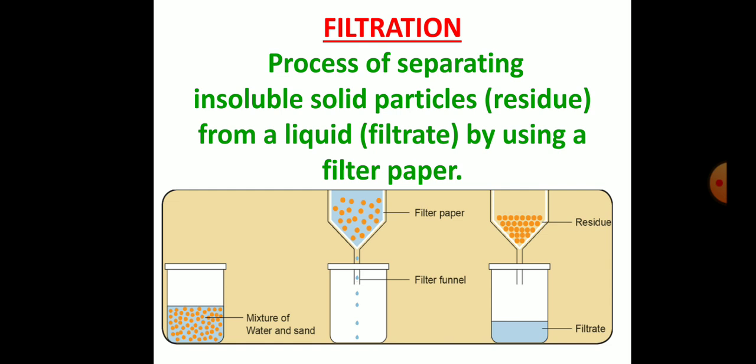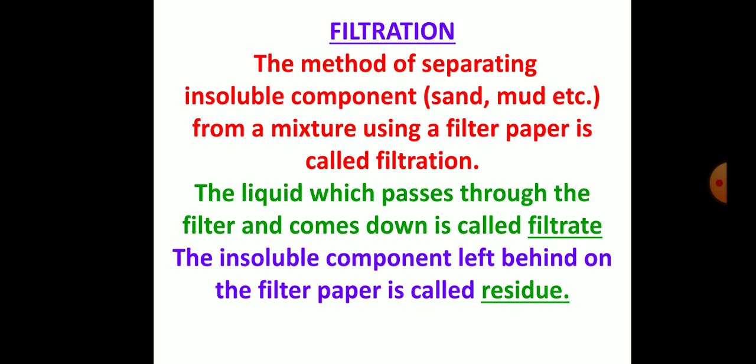Filtration. The process of separating insoluble solid particles, that is residue, from a liquid, the filtrate, by using a filter paper. The method of separating an insoluble component, that is sand, mud, etc. from a mixture using a filter paper is called filtration. The liquid which passes through the filter and comes down is called filtrate. The insoluble component left behind on the filter paper is called residue.